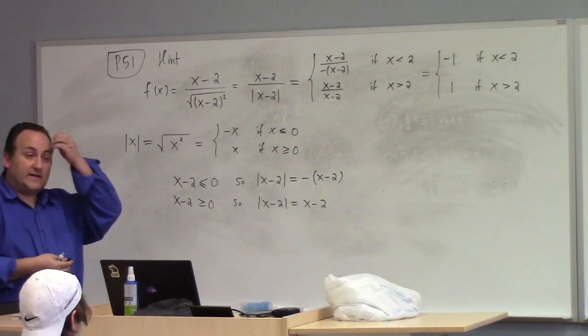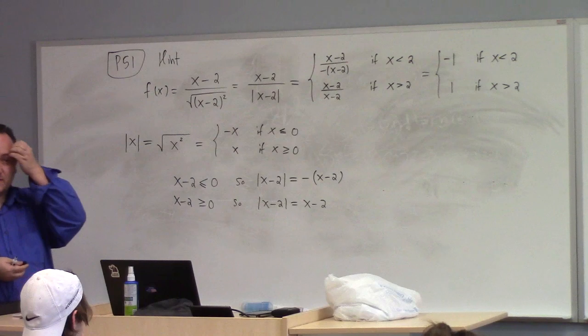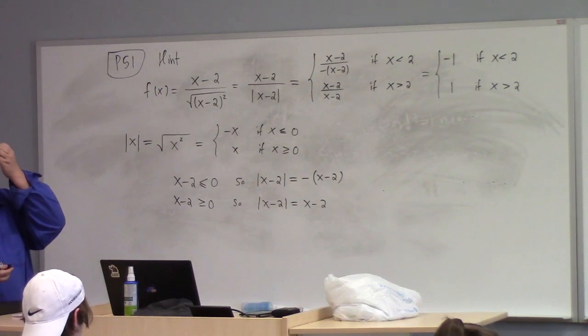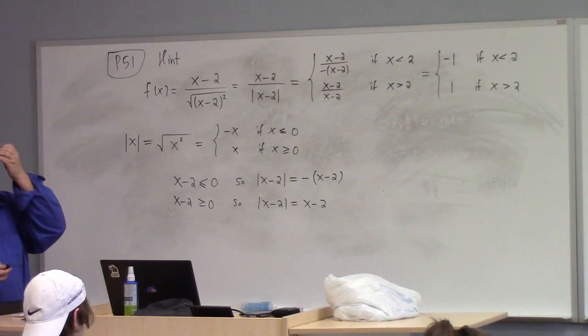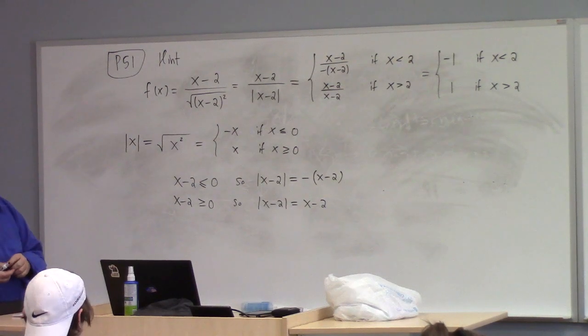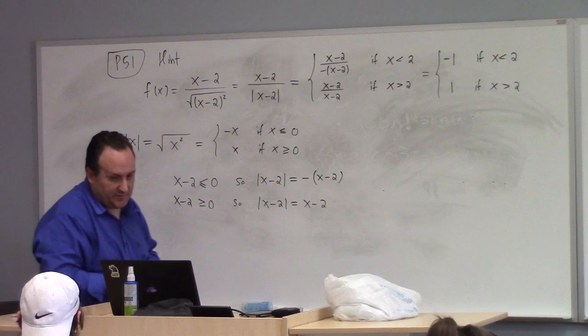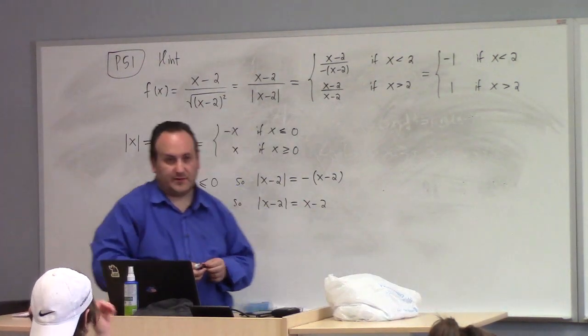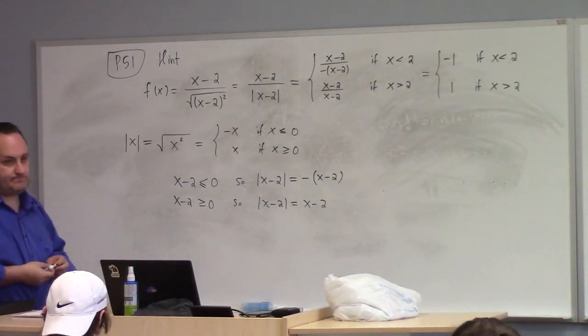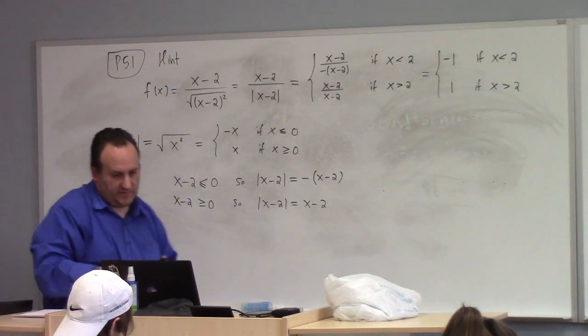But there it is. That's how this formula simplifies. It's either minus 1 or it's 1. And it jumps from minus 1 to 1 at 2. Now your homework problem is very similar. So if you understand this, you ought to be able to do problem 51. And then it was 42C? Sure.